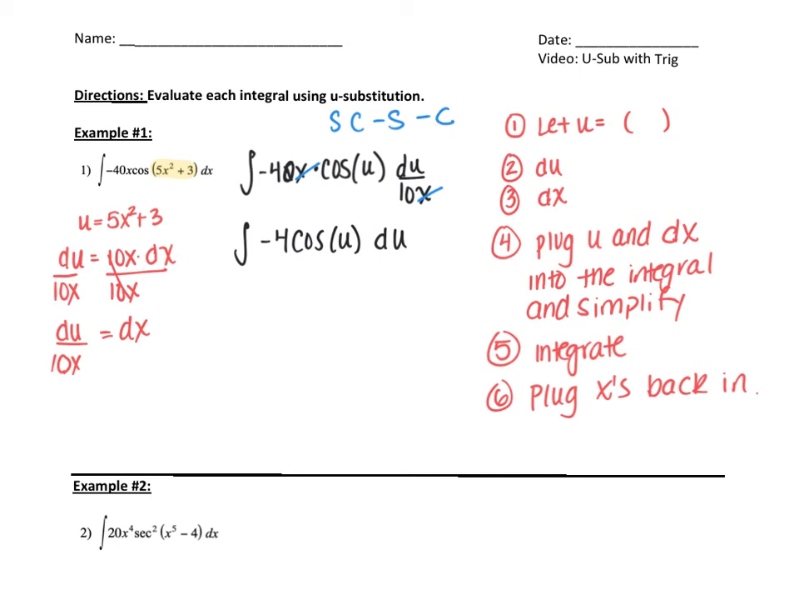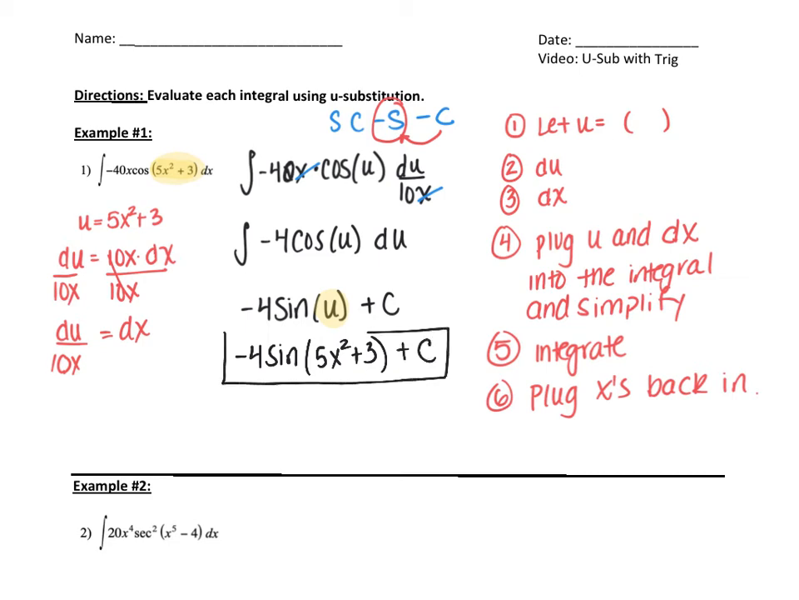So if I have a negative cos, I know the integral means I have to go to the left. So the integral of negative cos is negative sine. So since I treated it like negative cos or negative 4 cos, the integral is actually going to be negative 4 sine of u and then plus c. And then the last and final step is to plug the u back in. Remember, we let u equal this 5x squared plus 3. So we have negative 4 sine of 5x squared plus 3, and then plus c. And that is your final answer.